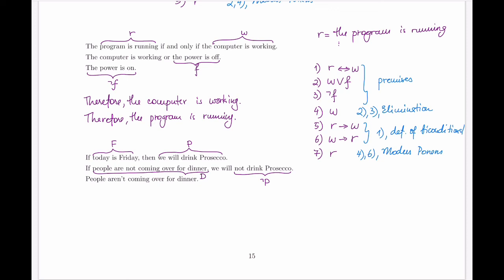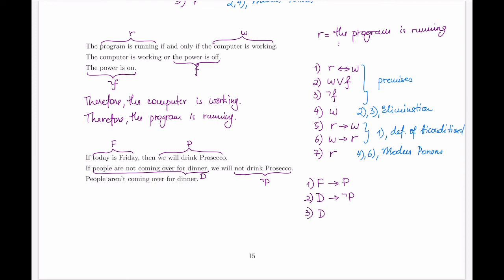So then what do I have altogether? If today's Friday, then we will drink Prosecco. If people are not coming over for dinner, which again, in my definition is D, but in yours might very well be not D, then we will not drink Prosecco. People are not coming over for dinner. So what are my potential conclusions here? Again, let me just shift it over so I have a little bit of workspace.